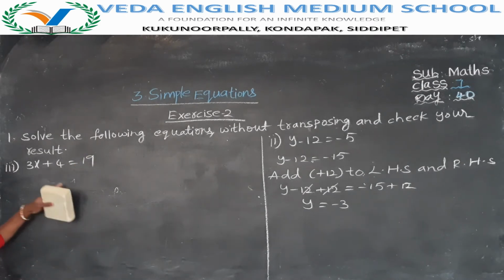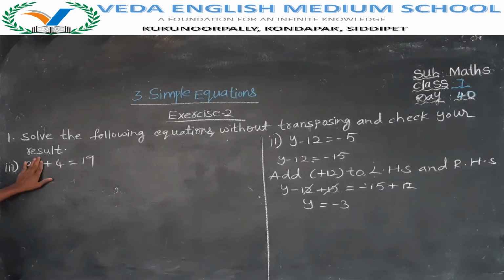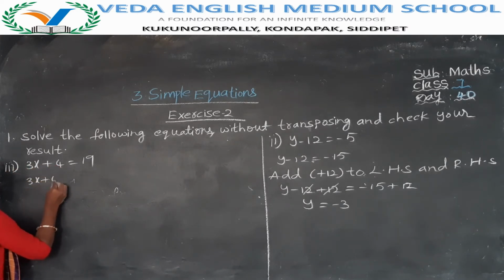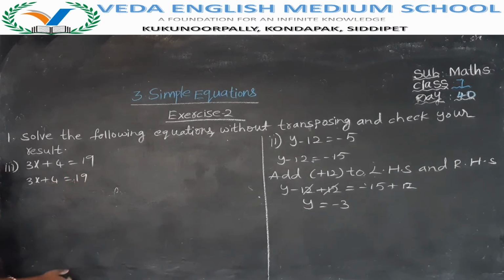Same. First of all, 3x plus 4. Here we need only x. First of all, we have to remove 4. Then we will remove 3. How to remove? See here. 3x plus 4 is equal to 19.